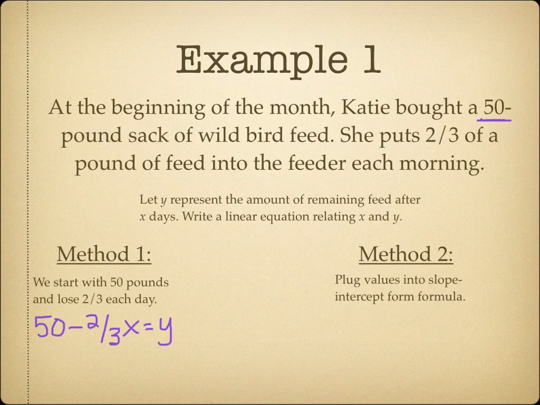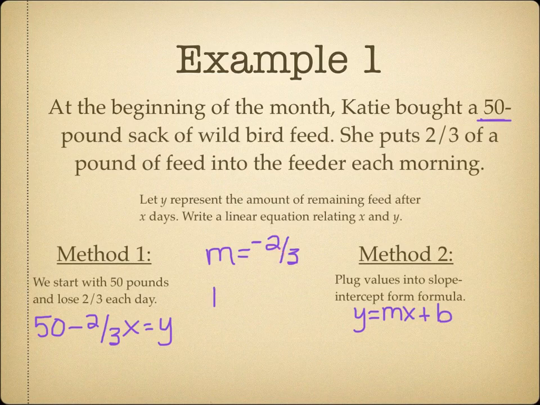Method 2, I would take the formula y equals mx plus b, and I would think about these in terms of my starting value and my rate of change. So my rate of change is going to be the 2/3 of a pound. And if I'm using up 2/3 of a pound, if I'm giving away 2/3 of a pound, that really means that I'm losing 2/3 of a pound. So I'm going to make that negative. My slope has to be negative 2/3.